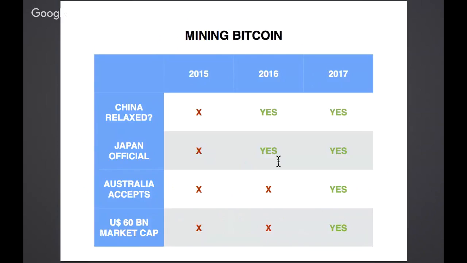Now, in 2015, 2016, Bitcoin on its own did not have a 60 billion market cap. In 2017, it has reached that. It's a milestone. 60 billion is only the Bitcoin portion. The remaining 40 billion are the remaining cryptocurrencies. If you add the two together, you're looking at 100 billion. This was not the case 2 years ago.